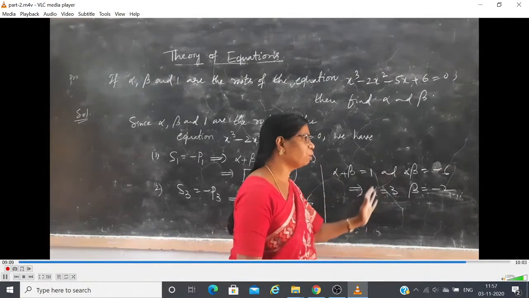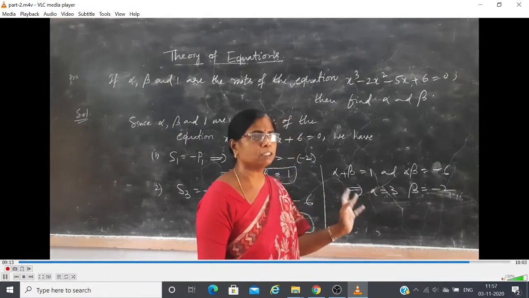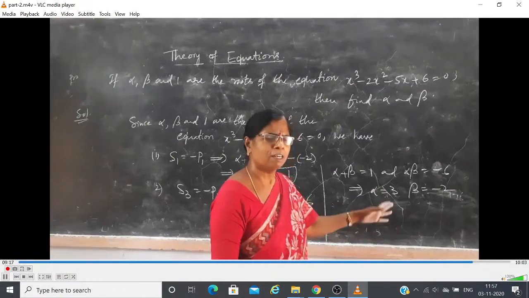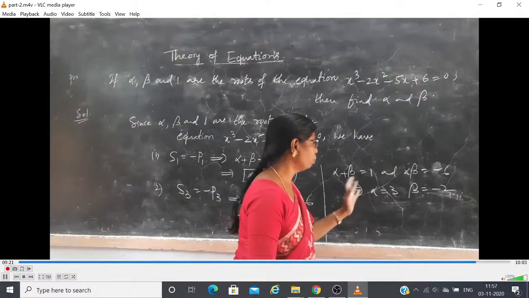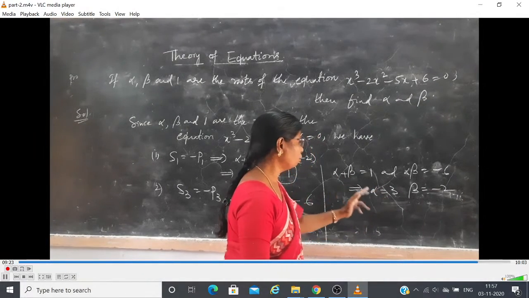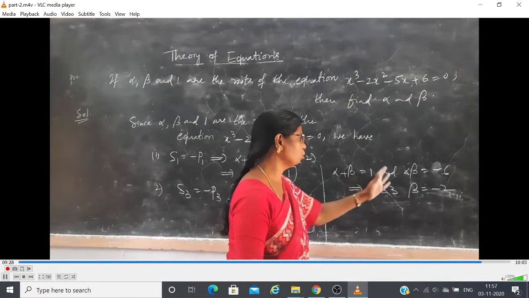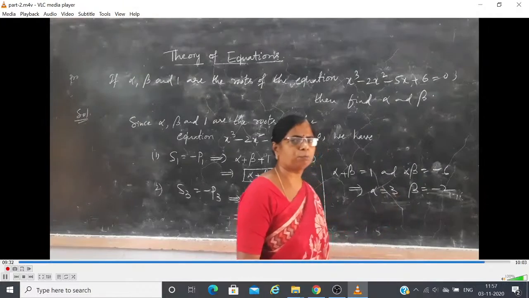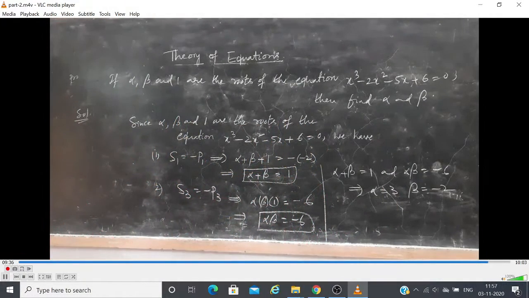So, if you need alpha and beta, what do you do? Alpha minus beta whole square is equal to alpha plus beta whole square minus 4 alpha beta. Like that, you write it out. But it is not necessary. Just by checking itself, you can write alpha is equal to 3, beta is equal to minus 2. If you want to check, substitute: 3 minus 2 is 1. 3 into minus 2, we got minus 6. Okay. So, we found the values of alpha and beta here.